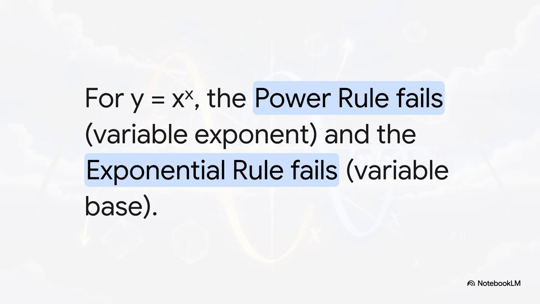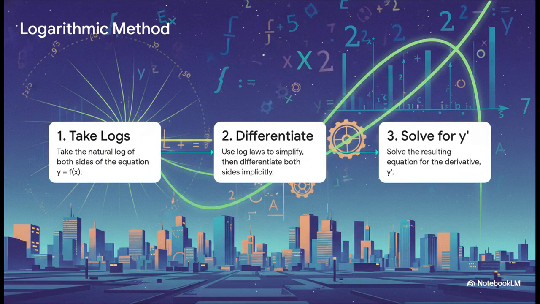So what do we do when the rules don't apply? We change the game. And here's how we do it. It's a simple three-step process. First, and this is the magic key, you take the natural log of both sides of the equation. Why? Because of our log laws. That lets you take that variable exponent and bring it down in front. Step 2, you differentiate both sides. And finally, step 3, you just do a little algebra to clean it up and solve for y prime, which is the derivative you wanted all along.